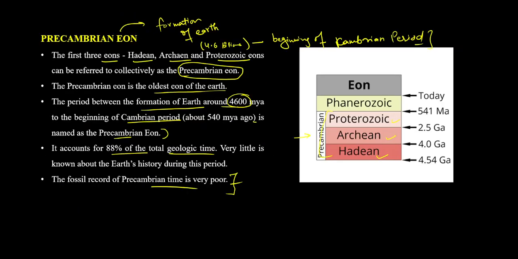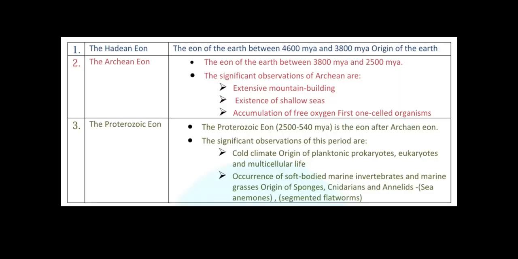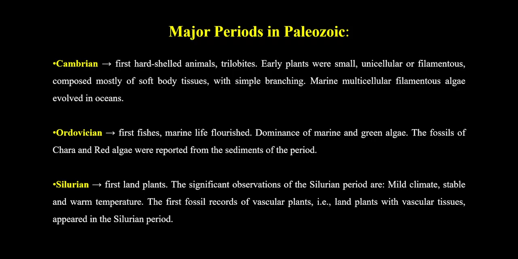Then the major periods in the Paleozoic era. In this image, we have seen that this is the Paleozoic era, and these are the different periods. Let us discuss all these periods. First is the Cambrian period. In this period, the first hard-shelled animals, or trilobites, came into existence.